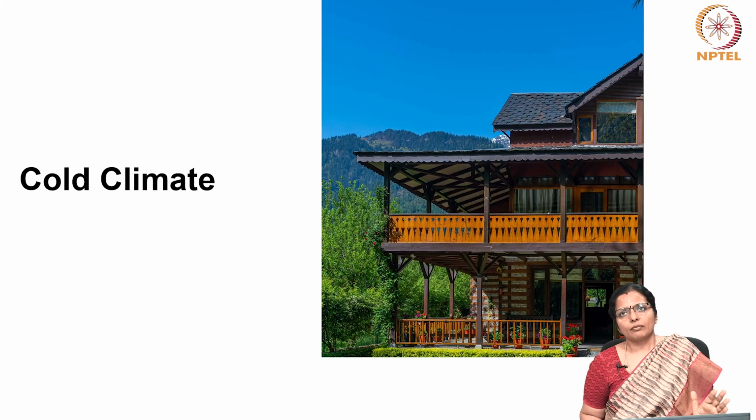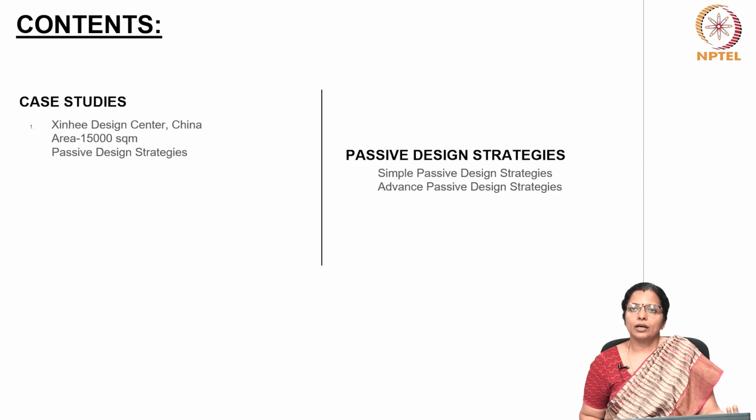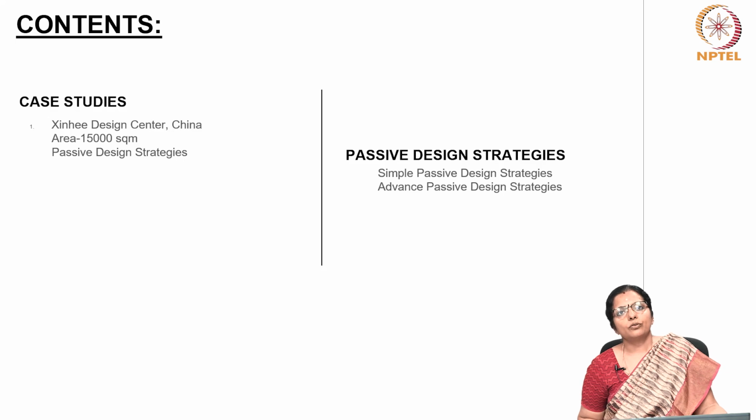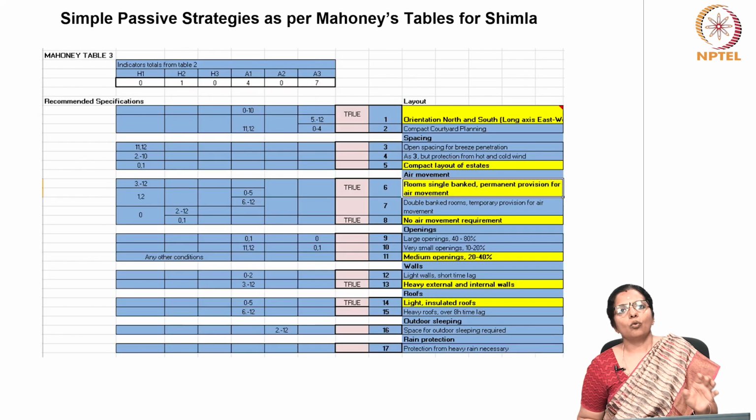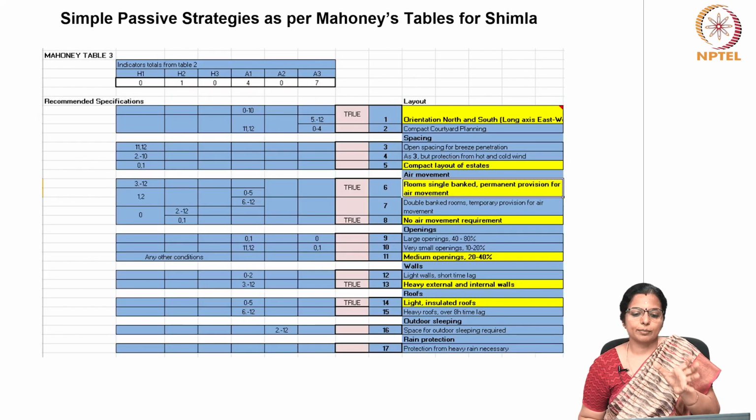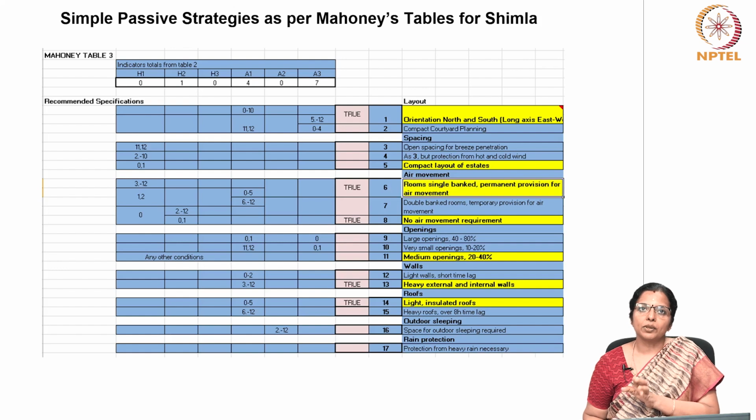So in a cold climate, what are the strategies that should be adopted? Simple passive strategies and advanced passive strategies, as well as we will have a look at one case study. So first we will look at how Mahoney's has conceptualized the simple passive strategies for a cold climate like Shimla.